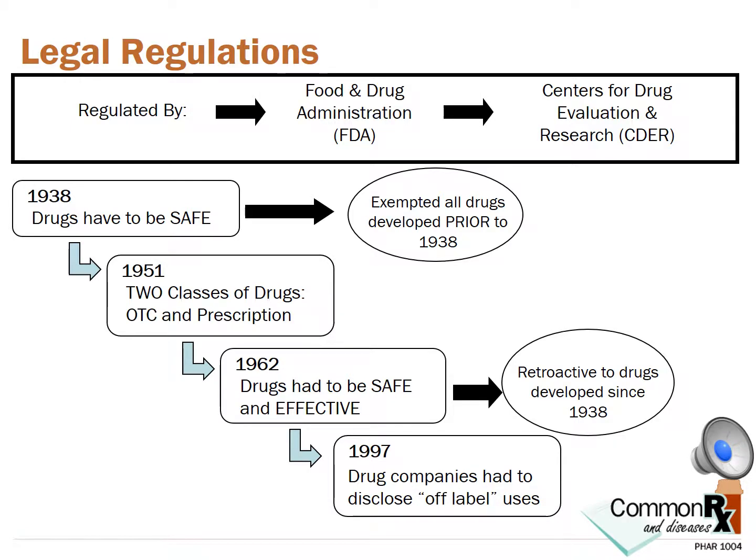In 1997, a law was passed saying that drug companies had to disclose off-label uses of drugs. When drugs are approved by the FDA, they are approved for specific indications. Many times, after drugs are approved, we discover that they work for conditions other than what they were intended for. Uses that drugs have not been approved for by the FDA are called off-label uses.